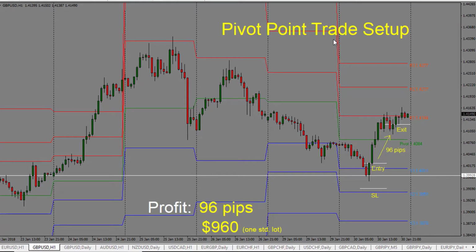Here we are looking at a pivot point trade setup. This is the pound US dollar 1 hour chart. In a pivot point trade setup, we are looking for a reversal pattern to be found at one of the pivot point levels. So in this case, as we can see, price has been coming down. And then once we get into this S1 level here, price gives us a reversal signal.